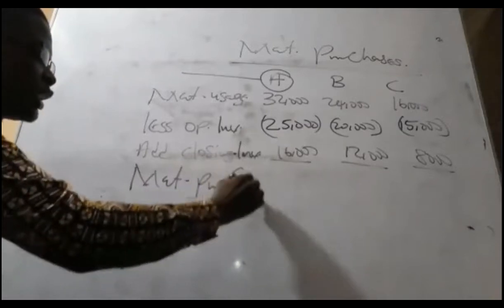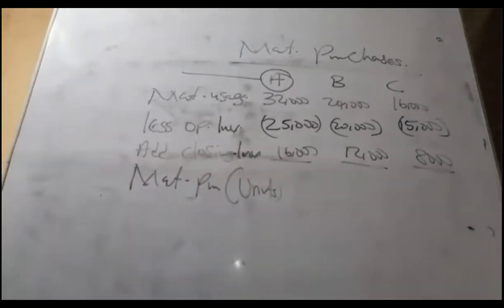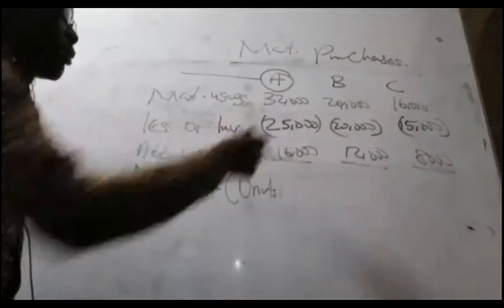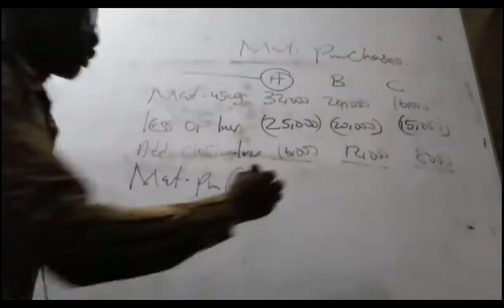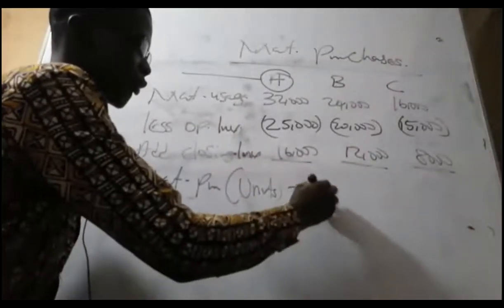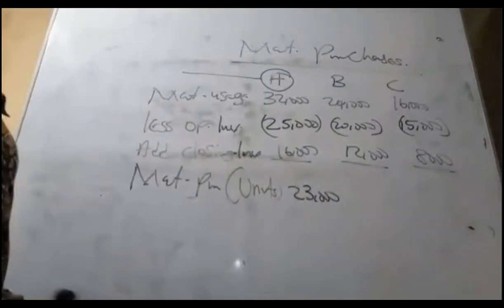units. So they should acquire, so you add them, 32 minus 25 plus 16. So this and this will give us 48, right? So that's 23,000. Agreed. That's 23,000.